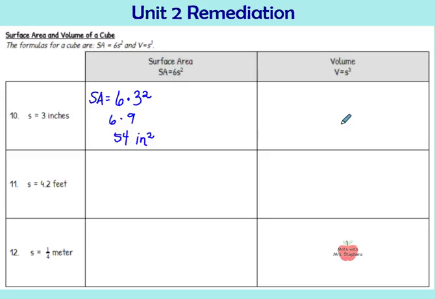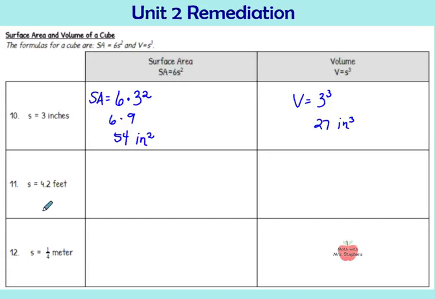Now for the volume of this same cube, volume is s cubed, so we should do 3 cubed. 3 cubed is 3 times 3 times 3, which is 27 inches cubed.